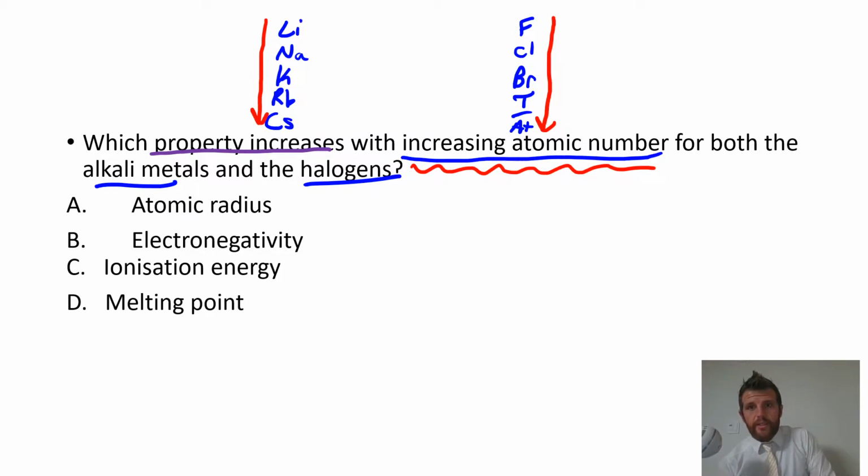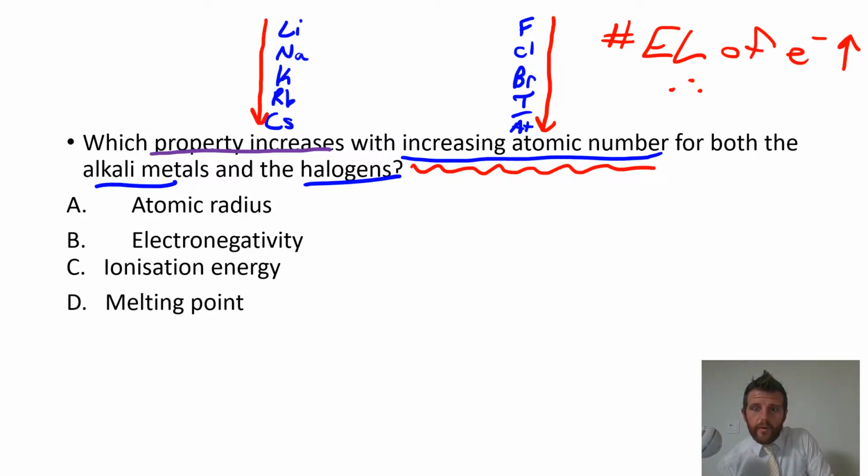What I'm seeing here is, as we go down the periodic table, the number of energy levels of electrons is increasing. Therefore, the radius is also going to be increasing.